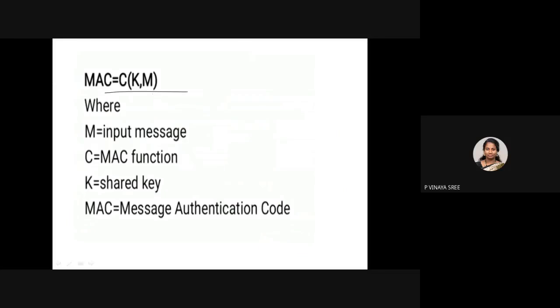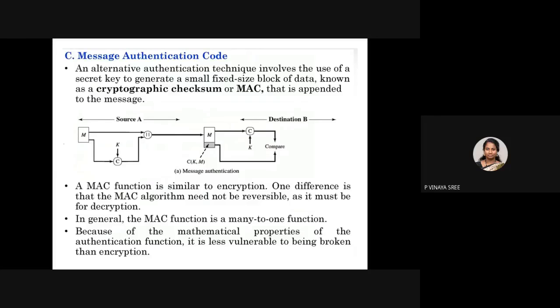C of K comma M is the MAC, the input is the message, and MAC means message authentication code. So this we discussed just now. So this is your message. This message, we are sending to C. For this C, I am passing two inputs: one is the message and one is K. So the output from this is the MAC, and the output from this is the message. So what is this symbol? This is append. So along with the message, it is appending a MAC. So MAC is C of K comma M.